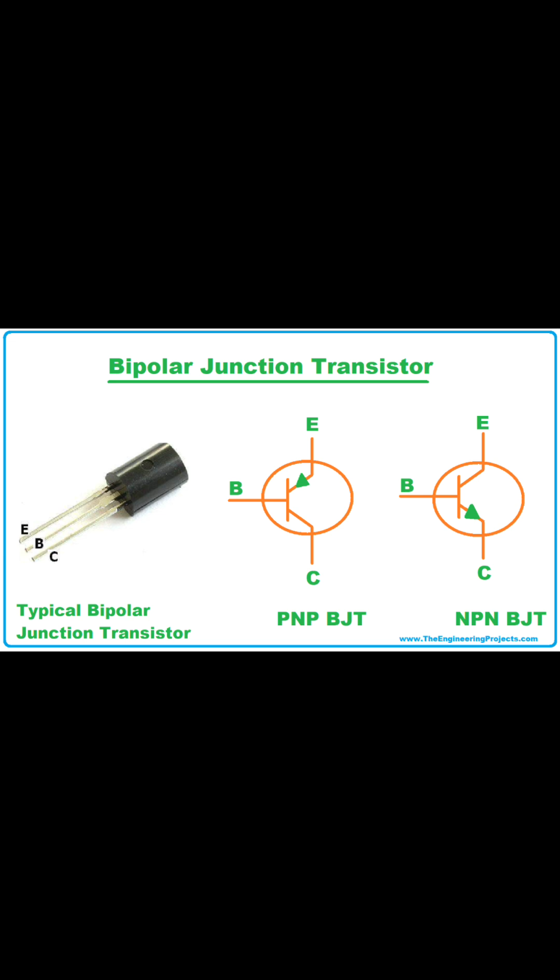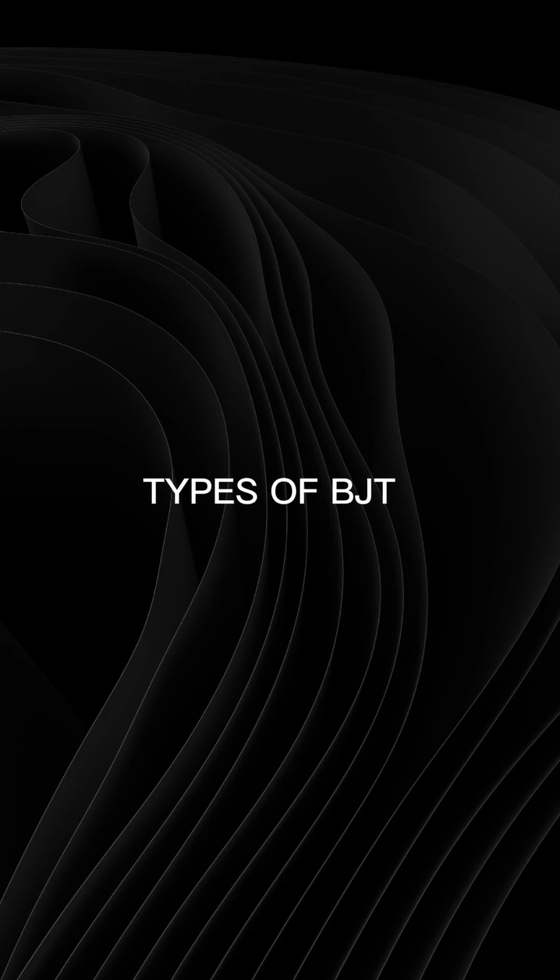In an NPN transistor, when a small current flows into the base, it allows a much larger current to flow from the collector to the emitter. In contrast, in a PNP transistor, current flows from the emitter to the collector when a small current flows out of the base. Now let's talk about types of BJT.